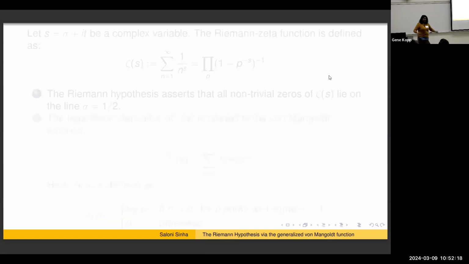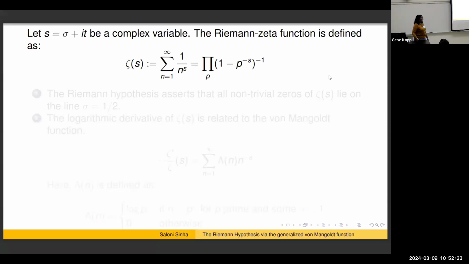Okay, so we're going to start at the beginning of time with the Riemann zeta function. Let s be equal to sigma plus it, a complex variable. The Riemann zeta function is defined as the series n going from 1 to infinity of 1 over n to the s. It also has an Euler product form, which is the product over all primes. Whenever you see a p here, that's a prime number. The Euler product form is (1 minus p to the minus s) to the power -1.